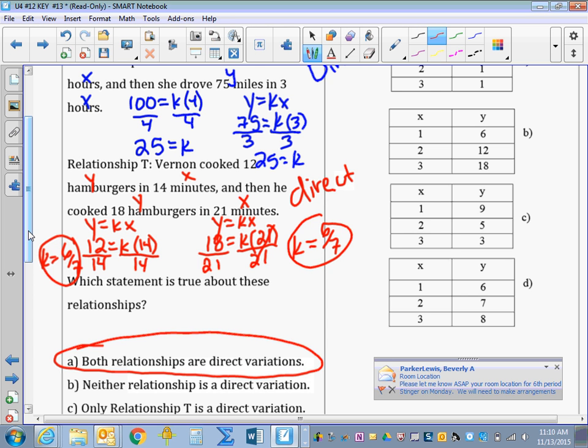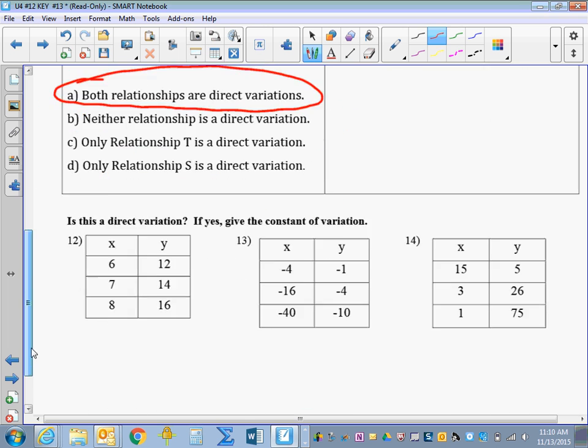Alright, let's take a look at 12 and 15. 12 is similar to number 15 there.